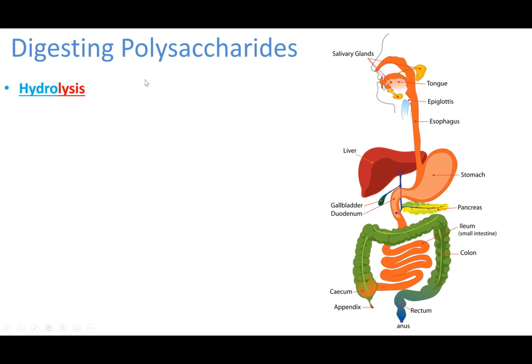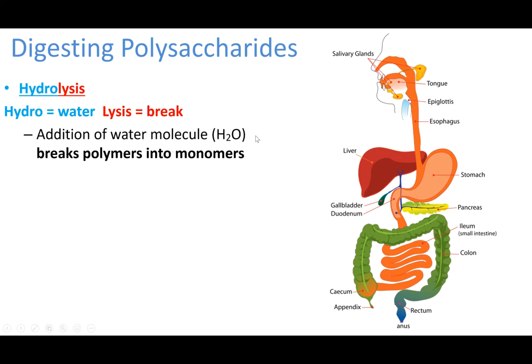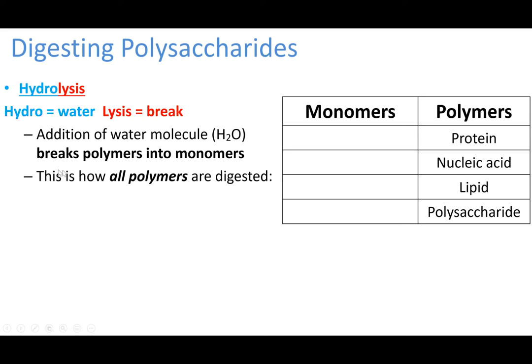The process of breaking complex molecules down is called hydrolysis. Hydrolysis. Hydro means water. Lysis means to break. Hydrolysis. We're breaking molecules with water. So the addition of a water molecule breaks polymers into smaller monomers. And one more time, this is how all polymers are digested.